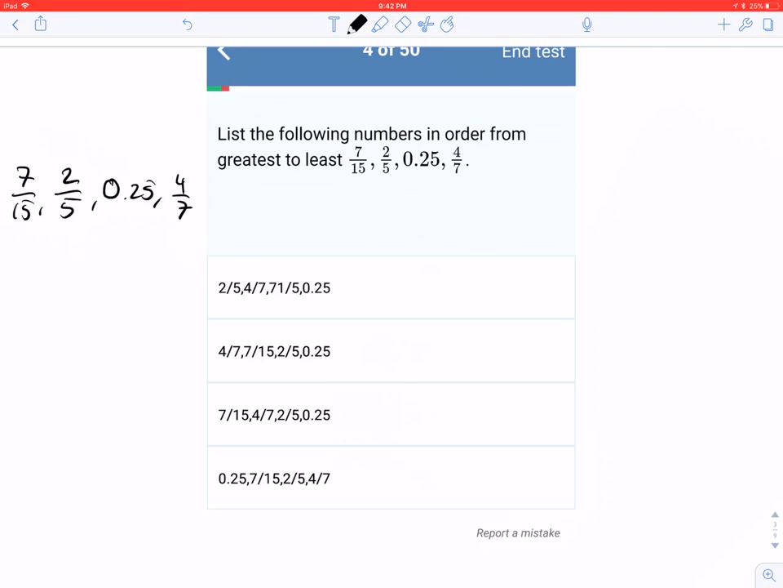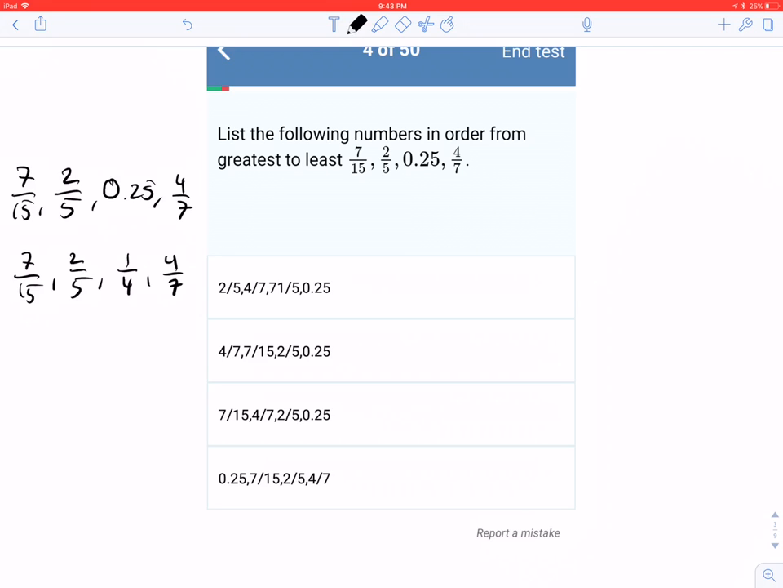So now with something like this, when comparing fractions, first thing is we want to get them all to have a common denominator, right? So first let's change the 0.25 to a fraction. So we still have our 7 over 15. We have our 2 over 5. 0.25 as a fraction is 1 over 4. You can do 25 over 100 because it's 2 decimal places, and simplify it, you'll get this. And then the last one we have is 4 over 7. Now we have all these fractions. We want a common denominator, so we want the LCD.